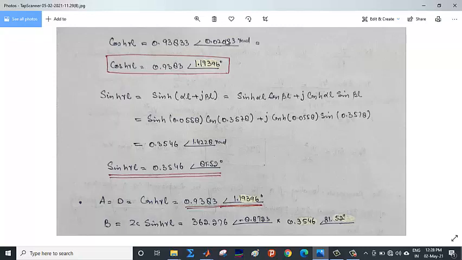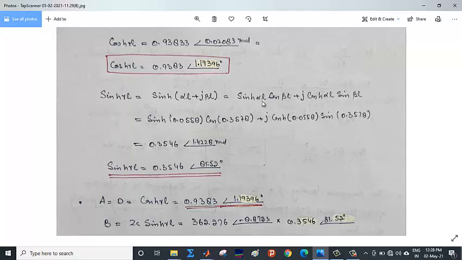This angle will be given by the calculator in radians. You can change it into degrees. It will be equal to 0.9383 at an angle of 1.19396 degrees. Similarly, sinh γL, when you open this gamma, it will be equal to sinh(αL + jβL).